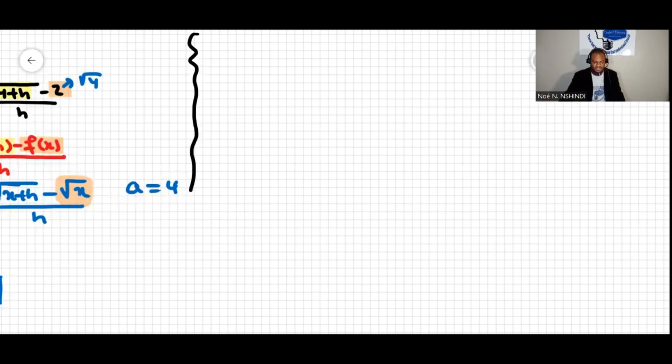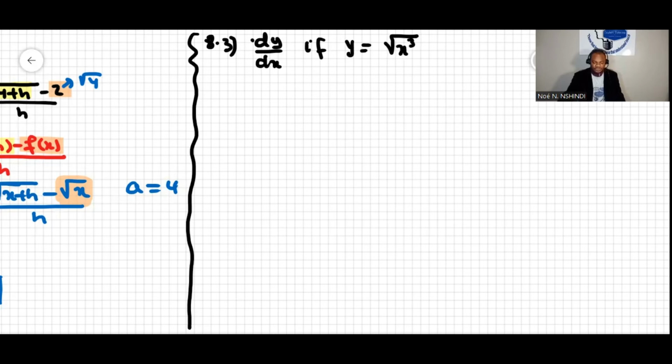Split it this way, and then we have like 8.3. So it says we need to find dy/dx if y equals, as it said, the cube x square root of x cubed minus 5 over x to the power of 3. Well, it is going to be easier for us to transform the equation before solving it.